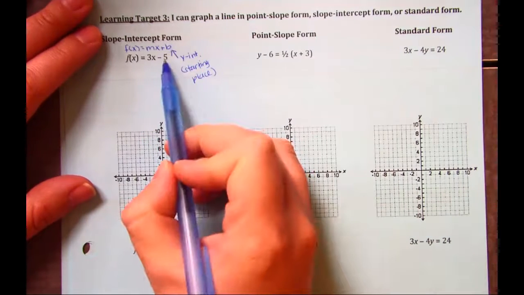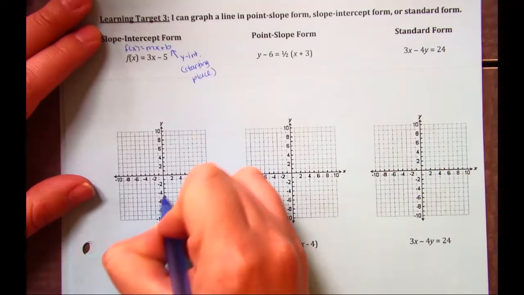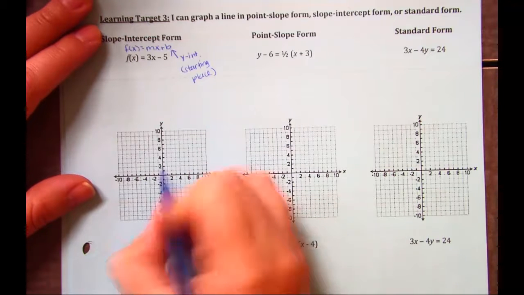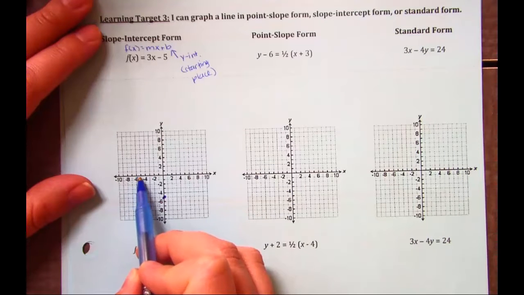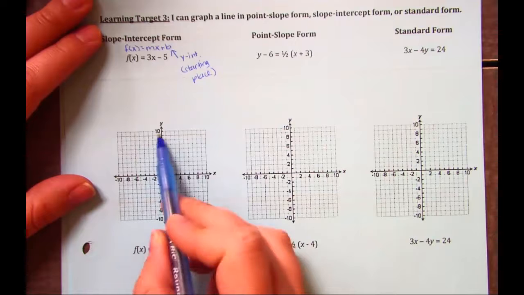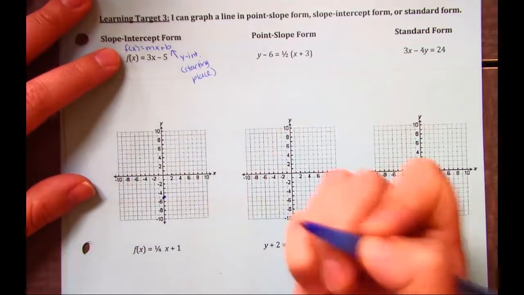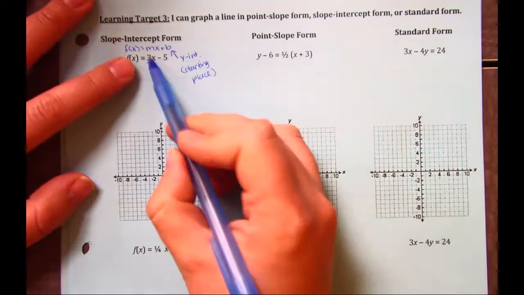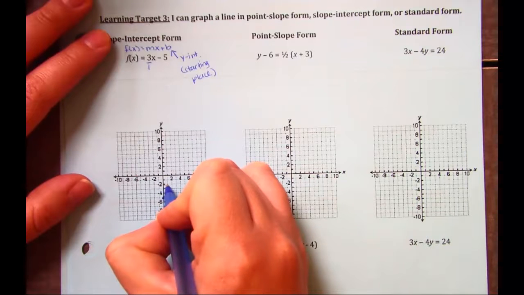In this case, my y-intercept is -5, so I'm going to go down 1, 2, 3, 4, 5 on the y-axis because it's the y-intercept. I'm not going to put the -5 over here because that would be on the x-axis, and that would be wrong. The y-intercept happens on the y-axis. And then from that place, I'm going to go where my slope tells me to go, which in this case is 3 or 3 over 1. So I'm going to go up 3 over 1.